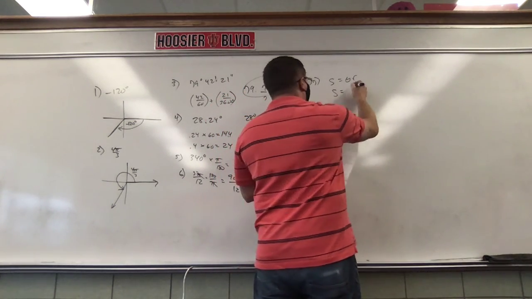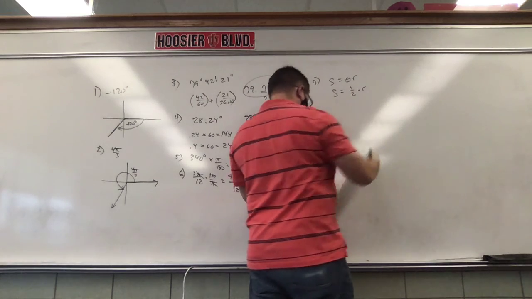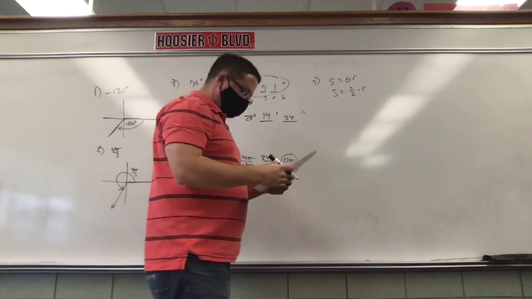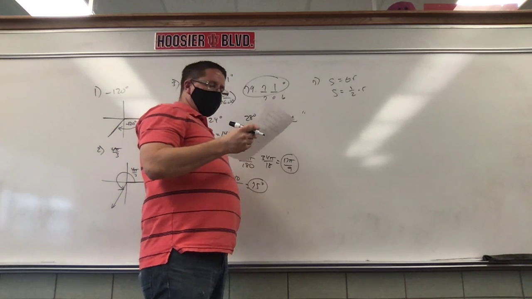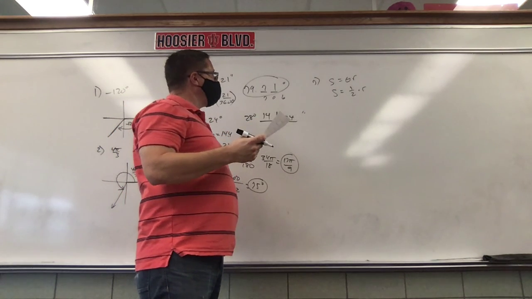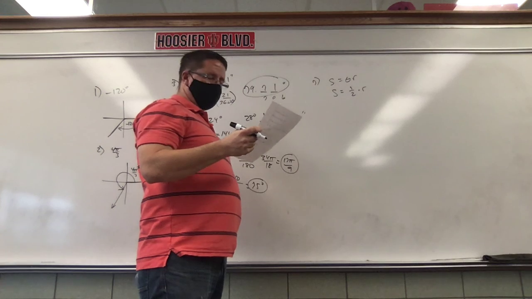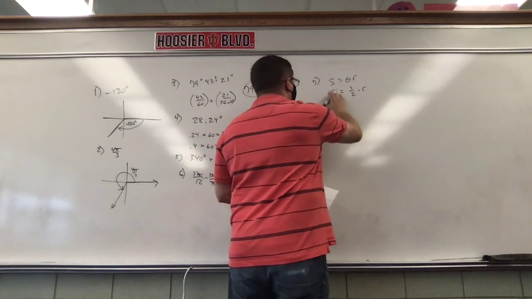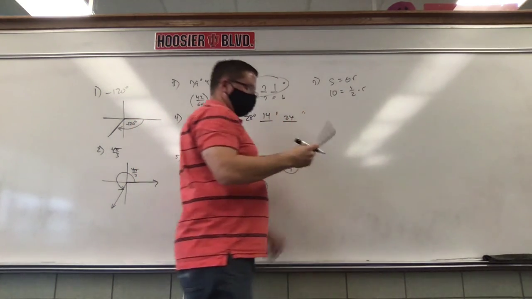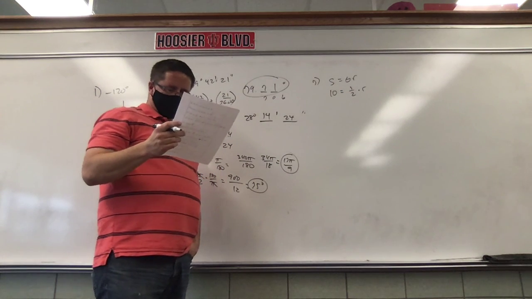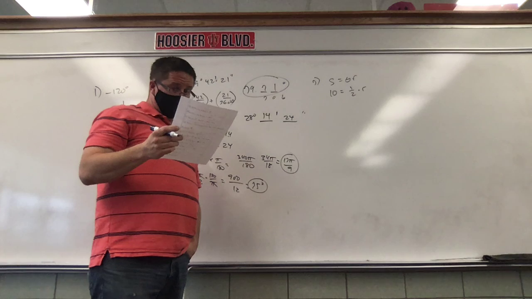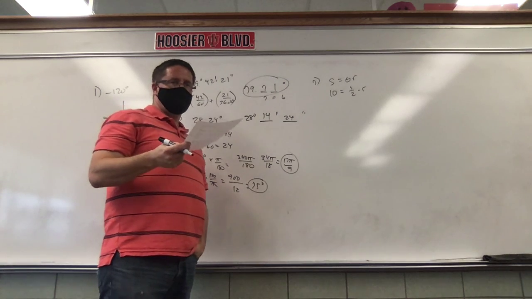Theta is 1/2 times R. Also, theta is supposed to be in radians. And was it in radians or not? Whoops, hang on a second. Why did I put S? Must be a 10 there, sorry. Did I give you radians or not on number 7? Yeah, how do you know that? Because it says radians. Will it be radians on your quiz? Yep.